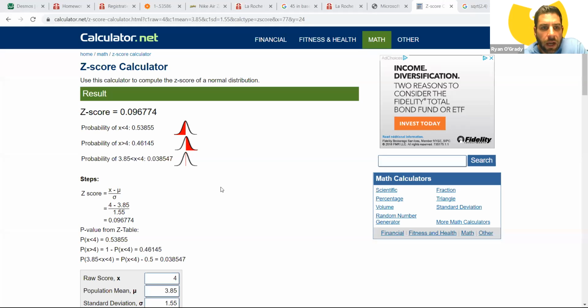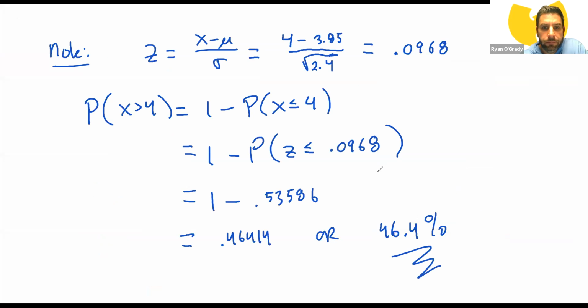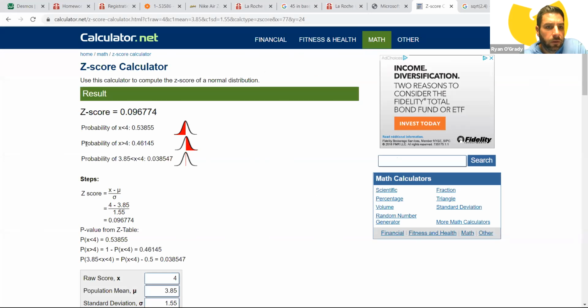I got children. Anyhow, the probability that we got was 0.53855, and that matches what we got here. And so when you do 1 minus, you get 0.46414, which is exactly what we got here. So the probability that we're greater than 4 is 0.46145, which is exactly what we got by hand. So if you have a comment or a question about that, please ask, because, as I alluded to, these are the types of problems that you're going to be expected to do.